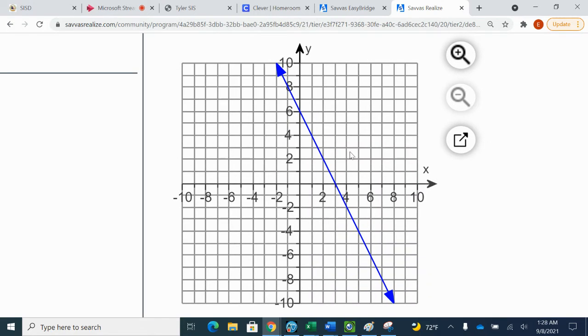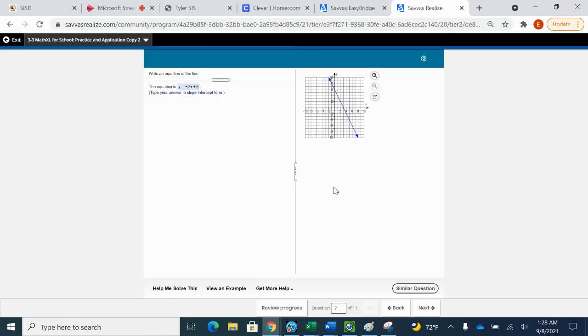Always, always, always, first identify your y-intercept, which is positive 6. Then use your triangle to identify slope. Again, I chose here the 6 and the 3, and I chose my rise and my run. Be very careful on your problem.